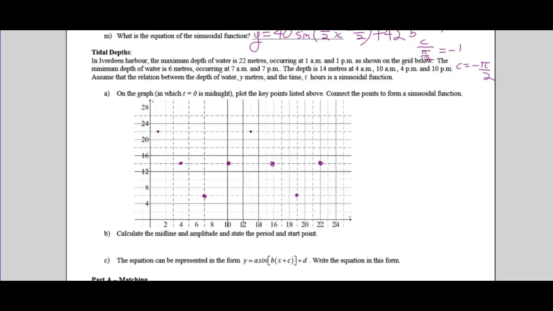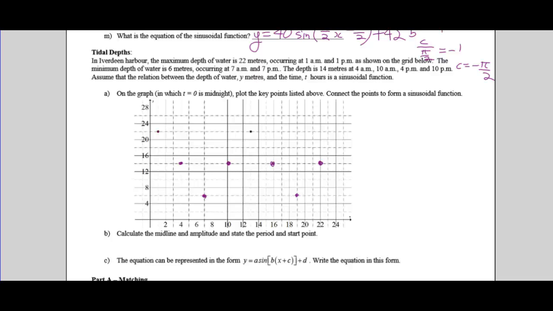Assume that the relation between the depth of water, y, in meters, and the time, t, in hours, is a sinusoidal function. Okay, and generally speaking, you can model the tides with a sinusoidal function, right? So on the graph, in which t equals 0 is midnight, plot the key points listed above. Connect the points to form a sinusoidal function.